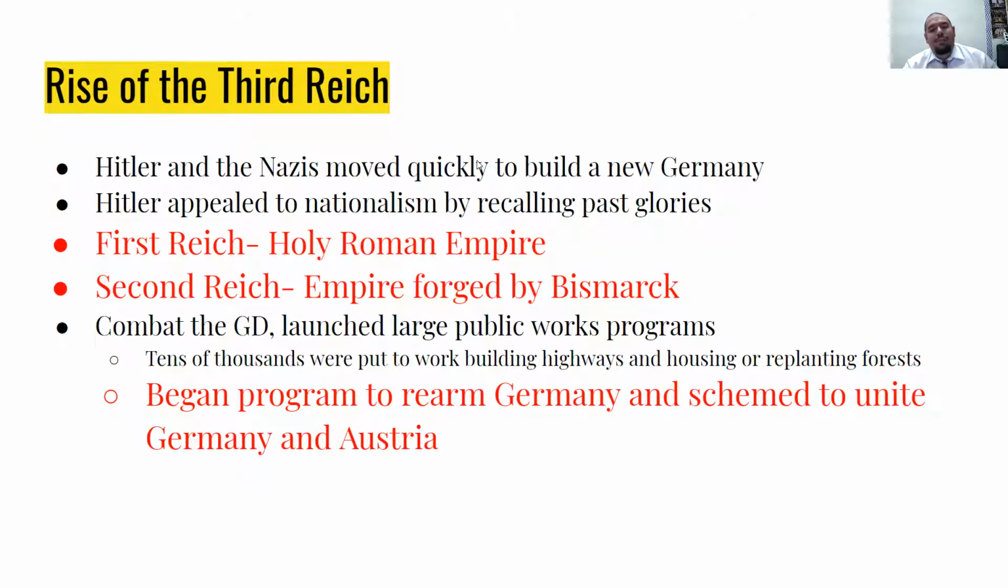So Hitler and the Nazis will move quickly to build a new Germany. Hitler appealed to nationalism by recalling the past glories of the First and Second Reichs. To combat the Great Depression, Hitler will launch large-scale public works programs. Tens of thousands of Germans will be put to work building highways and housing or replanting forests. He will also begin a program to rearm Germany and a scheme to unite Germany and Austria, which is called Anschluss, which is also a test question.